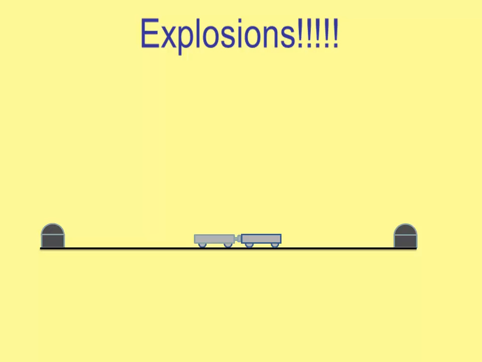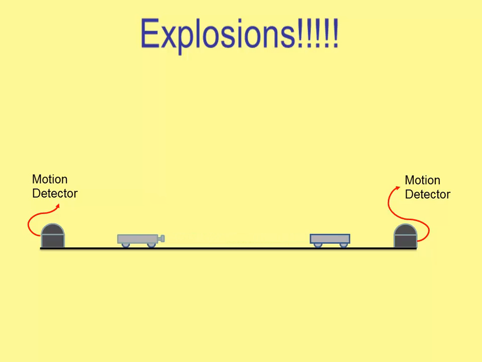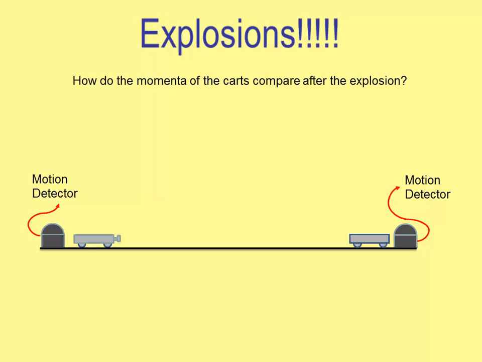We're not going to get all chemical. So basically, here's the situation we're going to have. We're going to have two motion detectors, one on either end. Each motion detector will measure the motion of one of the two carts. And when you hit the little button on top, the plunger will go off and explode the carts. And so the question we are going to try to answer is, how do the momenta of the carts compare after the collision? How much is the momentum of one cart compared to the momentum of the other cart?